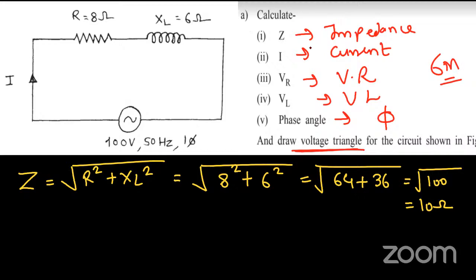So Z is equal to 10 ohm. As a concept, just use the chat box and give the answer, and then find the current. Then go for the second one. What is the value of Z? Everyone got Z, that is 10.